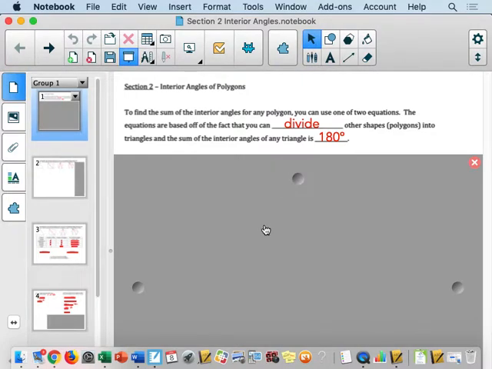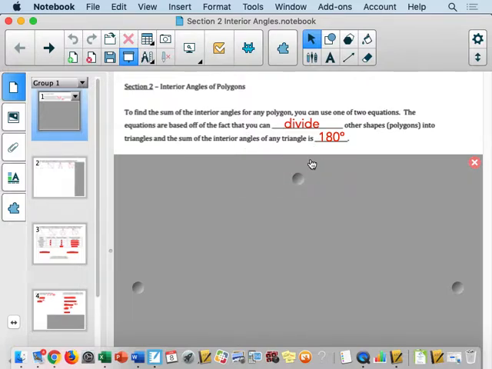All right, so we are in section 2 of our shadows unit, and we're going to focus on the interior of the angles of the polygons. As you can see in your notes, it says to find the sum of the interior angles of a polygon, you can use one of two equations. The equations are based off the fact that you can divide the other shapes into triangles, and that the sum, as we saw in degree discovery, of every triangle is 180 degrees.